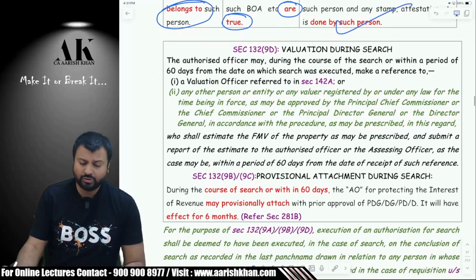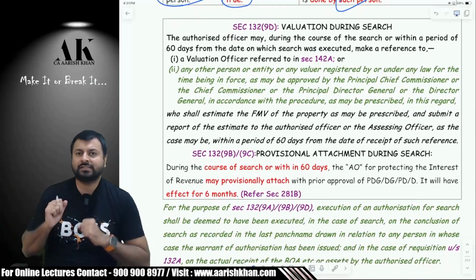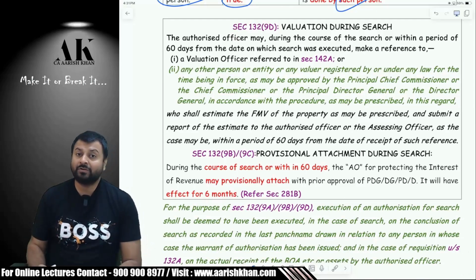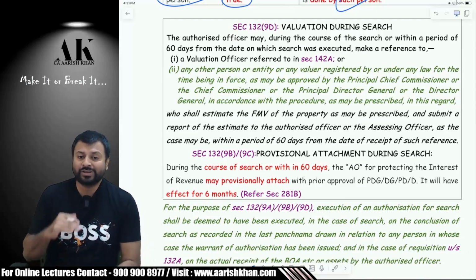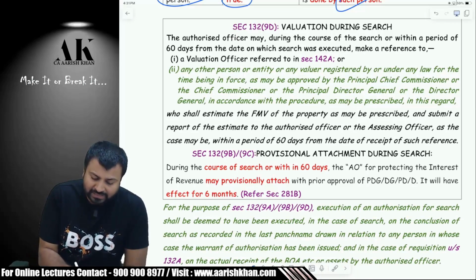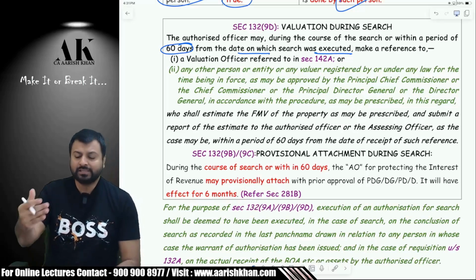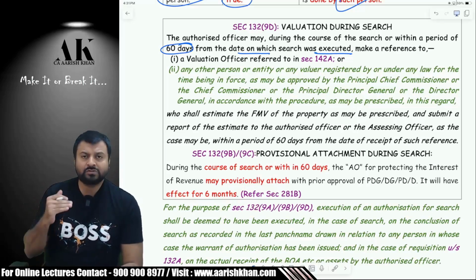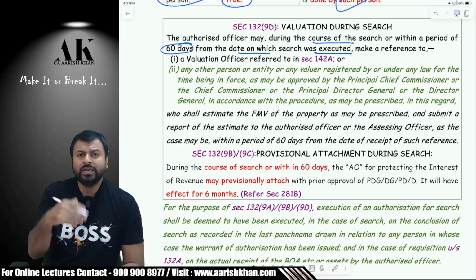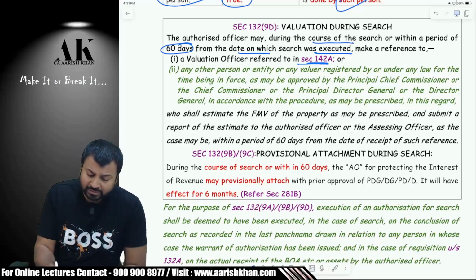Now, during the search and seizure, a lot of assets are seized by the department. Now the department wants to what? Value those assets. So they can take the help of valuation officer within 60 days from the date on which the search was completed. Or during the search also, if they want, they can make a reference to valuation officer.